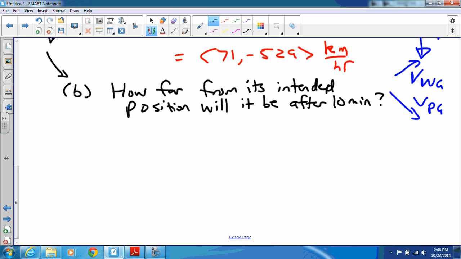Which one is going to be easier? Where he's supposed to be, because it was due south. So, how would we go about computing that? You would use 0, -600 after 10 minutes to see where he's supposed to be. You can use conversion factors. No, write the equation. What equation shall I use?